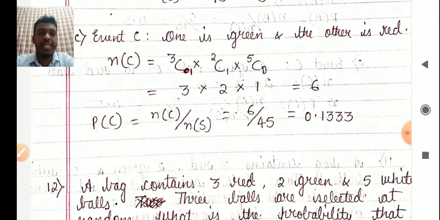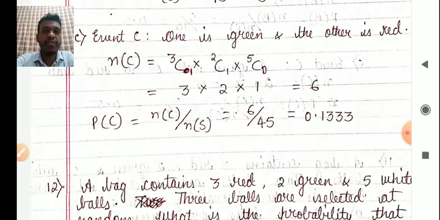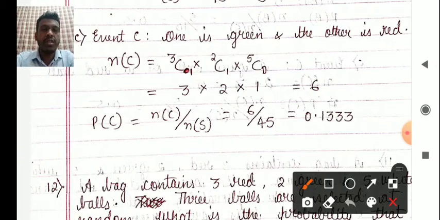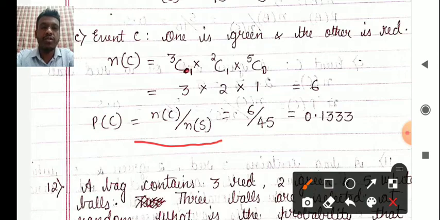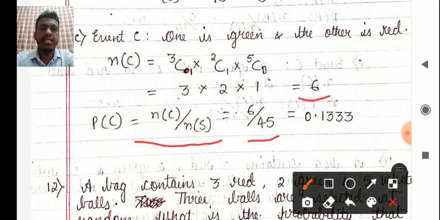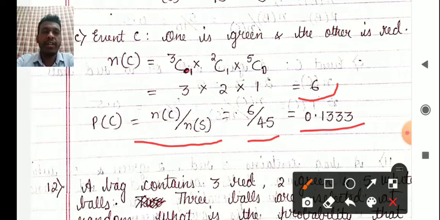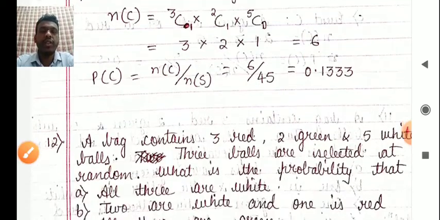So probability of C can be found out as n of C upon n of S, which is equal to 6 upon 45. N of C is 6 and n of S is 45. So your total answer is 0.1333. So this is how we have to solve.